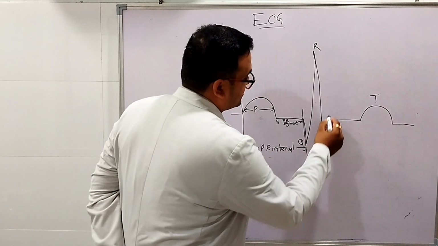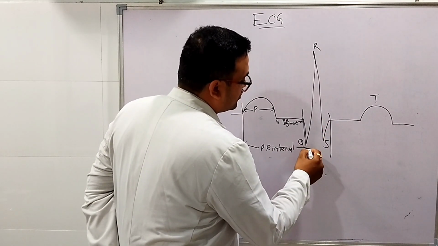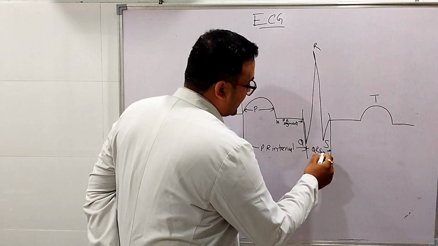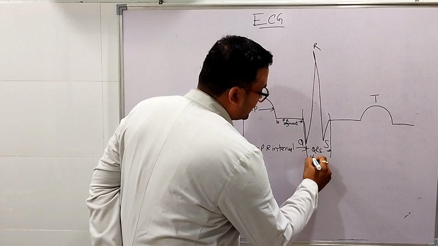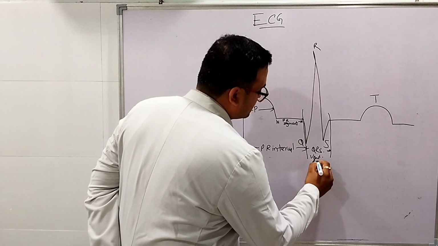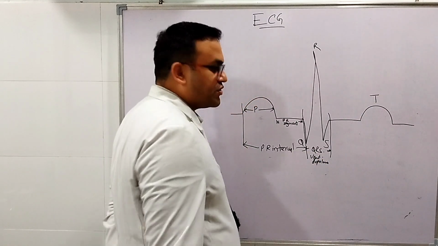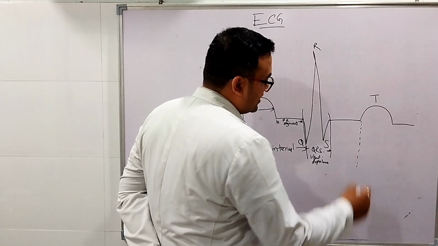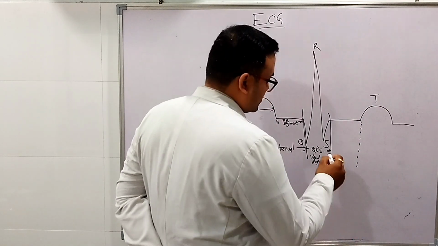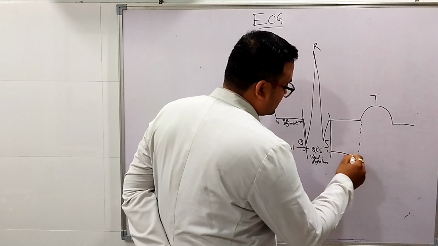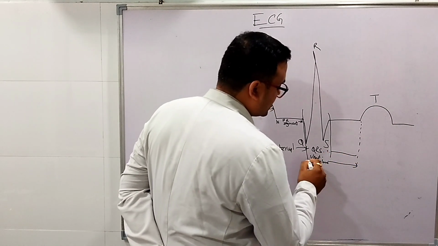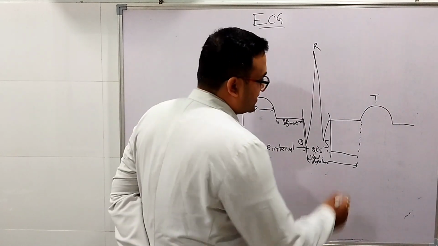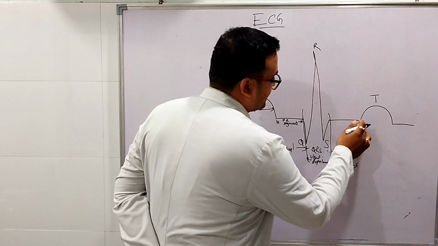Now the QRS, from the starting of the Q to the end of the S, this is the QRS segment, and this is the ventricular depolarization. Ventricular depolarization occurs till the start of the T wave. So till this we have the ventricular depolarization from the starting of the Q wave to the start of the T wave. Okay, this segment is the ST segment.